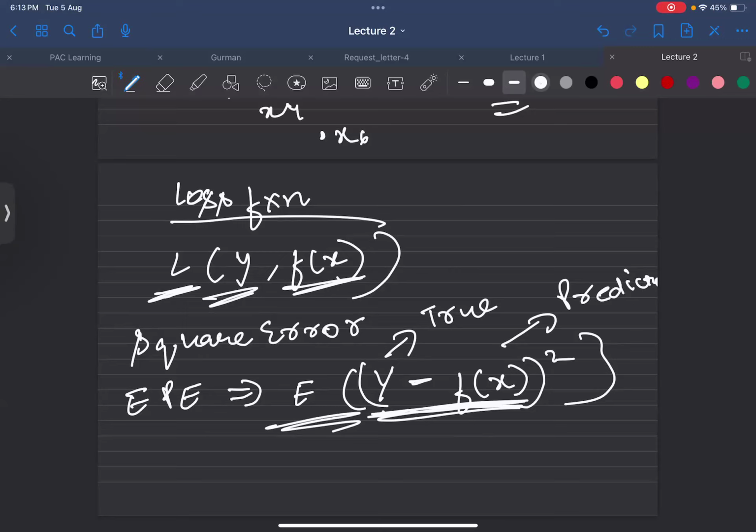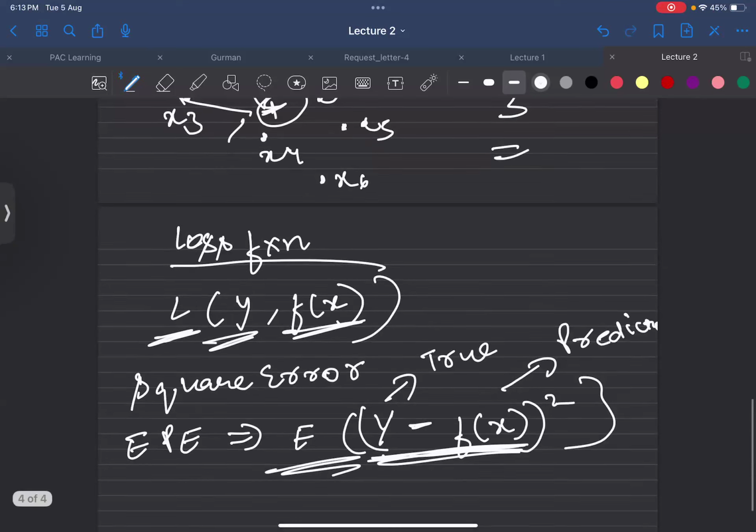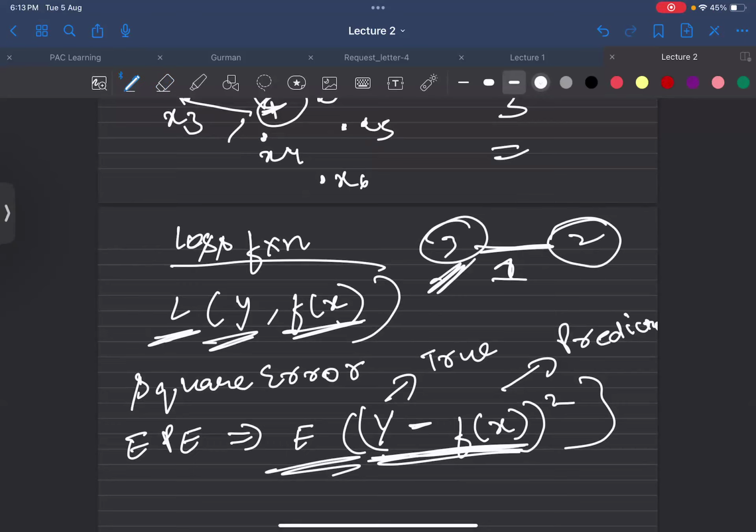I'll tell you once again what a loss function is. Suppose I have predicted 3, but the actual output is 2. So what is the gap between them? 3 minus 2, that is 1. I'm saying it in very layman language. This is what the model predicted, this is the actual output, so the gap between them is basically the loss function.